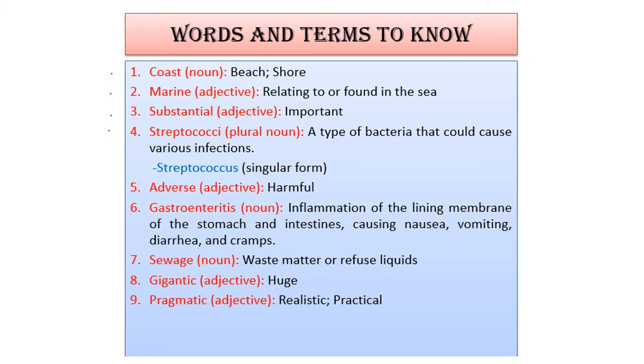Streptococci, plural noun. It's good that you learn it now in English, and I'm sure you'll take it in biology. What is streptococci? What kind of bacteria is this? It's a type of bacteria that could cause various infections. This is the plural form, and streptococcus is the singular form. Adverse. Adverse means harmful. Smoking causes adverse reactions in the body. Harmful.